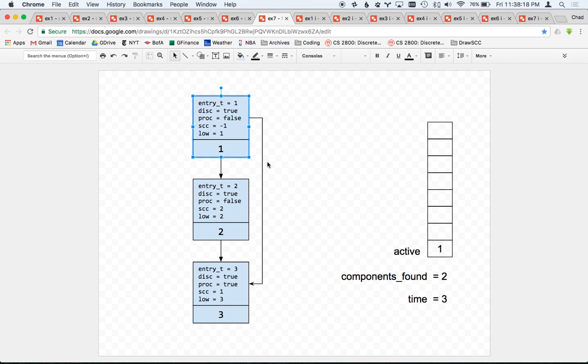We return to vertex 1, and at this point, we have only processed one of its edges. We now see this edge over here, which points forward, and we know it points forward because it is pointing to a vertex that has already been discovered and that has already been processed and that has a later entry time than our current vertex number 1 that we are processing.